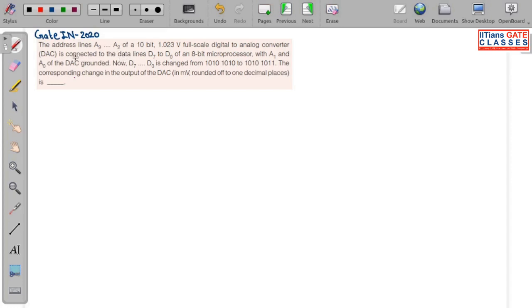So let us see. The address lines A9 to A2 of a 10 bit 1.023 volt full scale DAC are connected to the data lines of an 8 bit microprocessor, with A1 and A0 of the DAC grounded. So they have grounded the LSB bits, A1 and A0 of the DAC. Now D7 to D0 is changed from this value to this value. The corresponding change in the output of the DAC is?